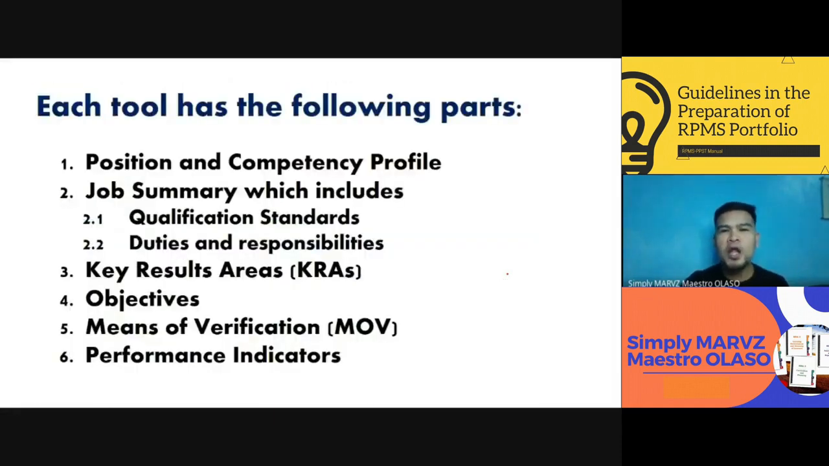Okay, so bawat tool ay may mga kanya-kanyang parts. We have, number 1, so makikita natin doon, meron tayong position and competency profile. Meron tayong job summary which includes the qualification standards, the duties and responsibilities. So hindi na natin kailangan ilagay yan kasi automatically ay nakalagay na po yan sa ating IPCRF. Okay? Meron din tayo doong part na tinatawag nating key results areas o yung mas kilala sa acronym na KRAs.